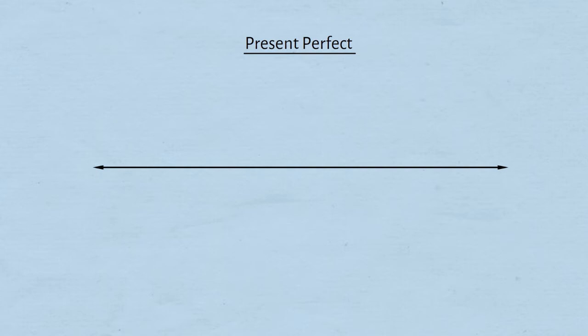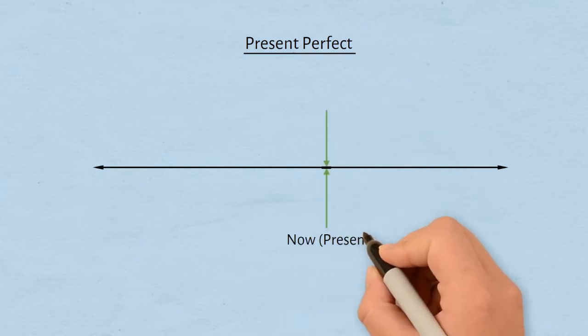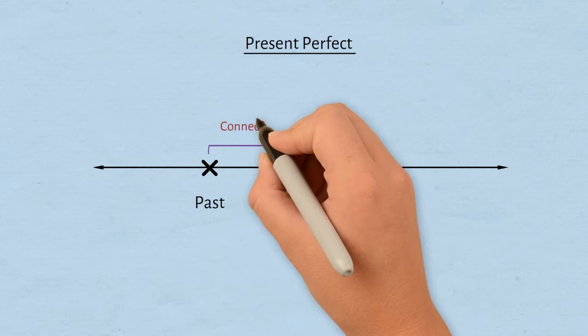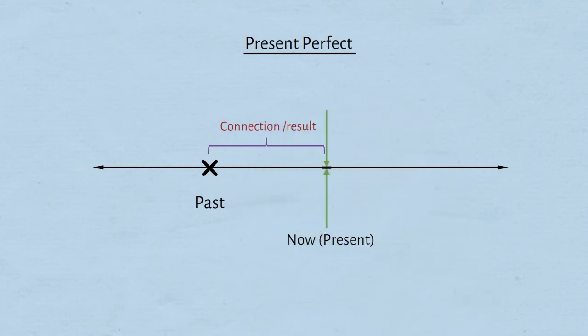Let's now move on to our next tense, which is present perfect. We use this to indicate a connection between the present and the past. The exact time of action is before now, but not specific when in the past. And we focus more on the result than the action itself. In simple words, it connects the present and the past.